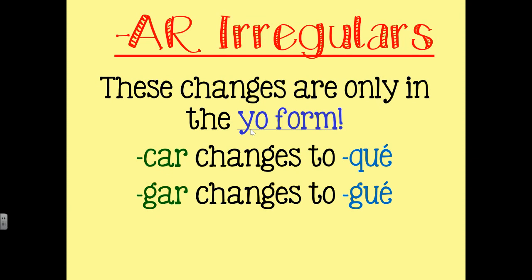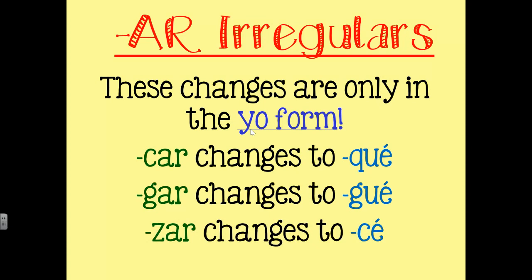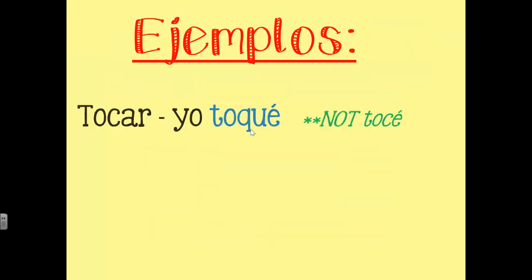Next are verbs that end with gar, like llegar, to arrive. Gar changes to gué, G-U-E, with an accent. And then the last ones are zar verbs. So we have car, gar, zar is what I usually call these. Zar verbs change to cé, C-E, in the yo form. An example of each would be tocar: to say I played the piano would be toqué.